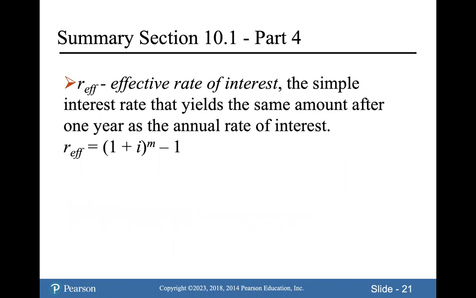And finally, effective rate of interest is the simple interest rate that yields the same amount after 1 year as the annual rate of interest. And that's found by taking 1 plus I to the power M and subtracting 1.